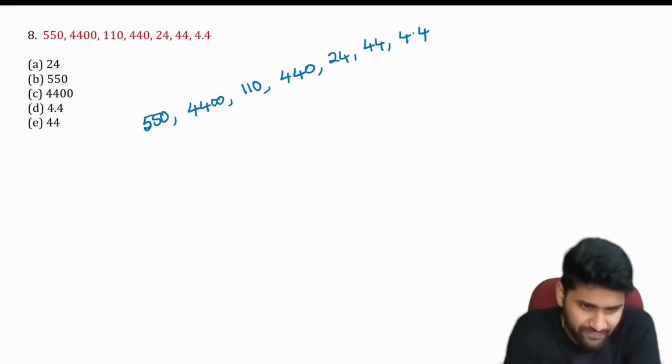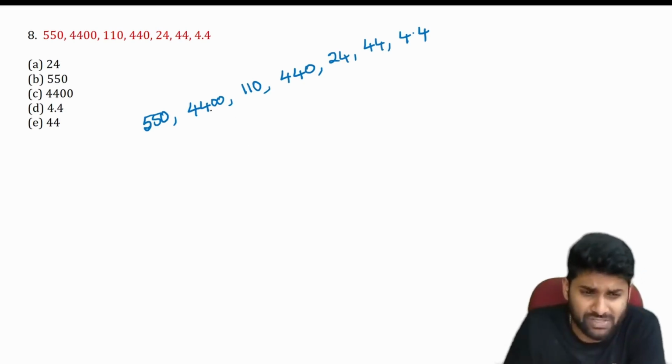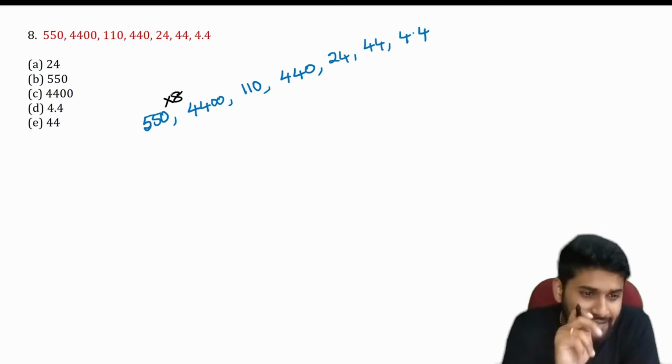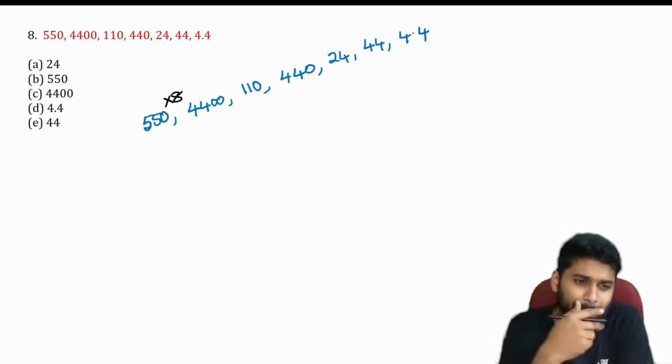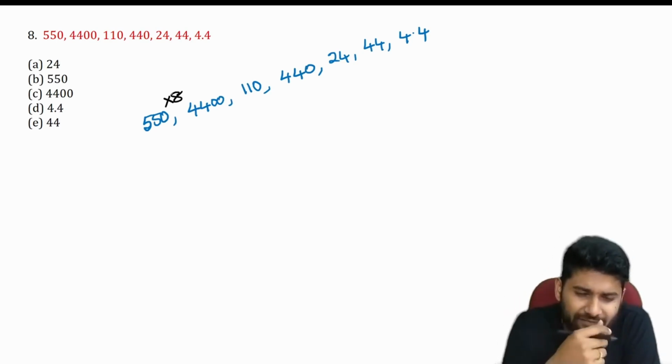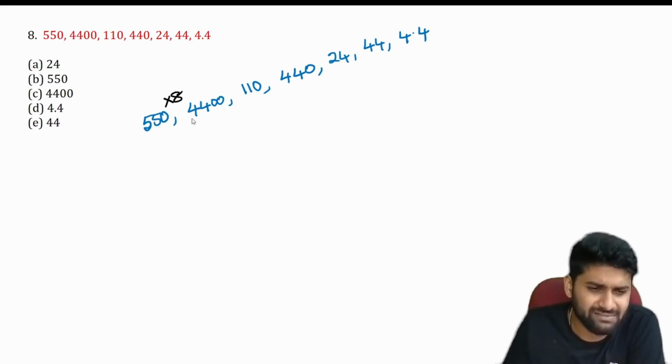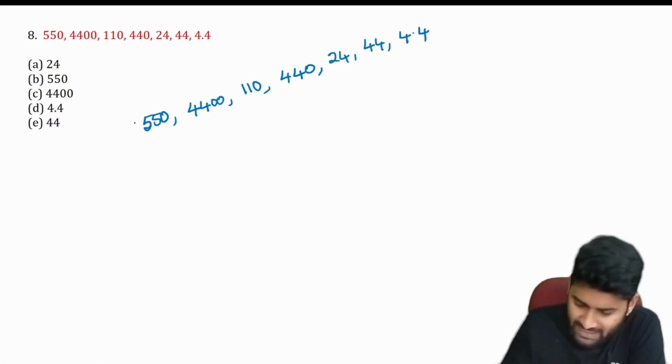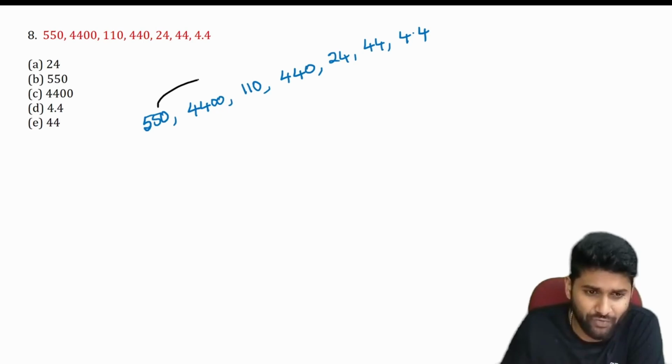If 150 goes to 4400, it must be multiplied by which number? It must be multiplied by 8. If 550 is multiplied by 8, it becomes 4400. But again, if it is 110, guys, it does not follow any specific pattern. Then see, if you are not understanding a specific pattern, then you will go for an alternative method.